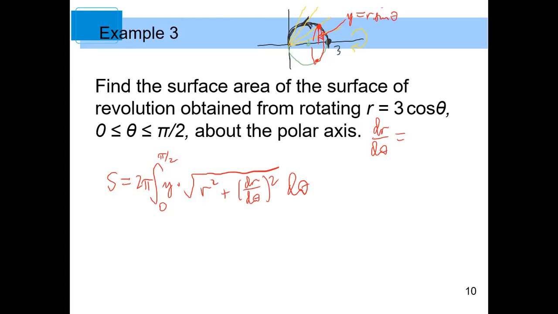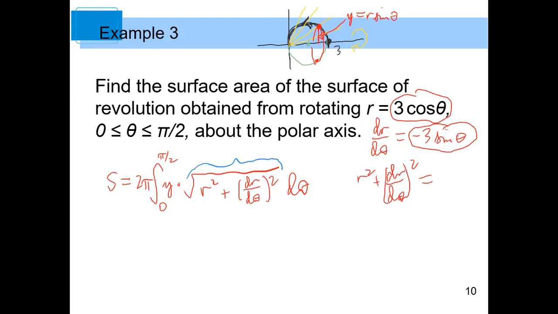What's the derivative of r with respect to theta? It's -3 sine of theta. So what is r squared plus (dr/d theta) squared going to be? Think about it. It's going to be 3 cosine squared theta plus 3 sine squared theta. The 3 squared can be factored out, and you're going to have sine squared plus cosine squared, which is 1. Yeah? So what is this entire square root going to collapse down to?